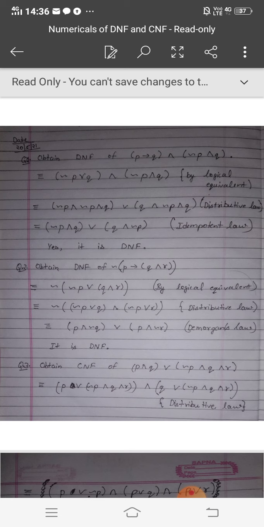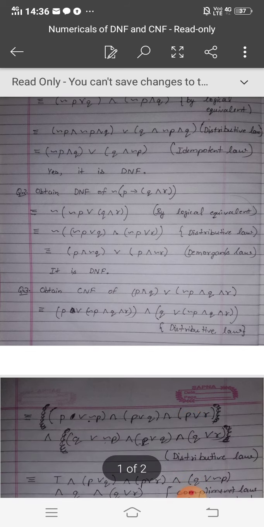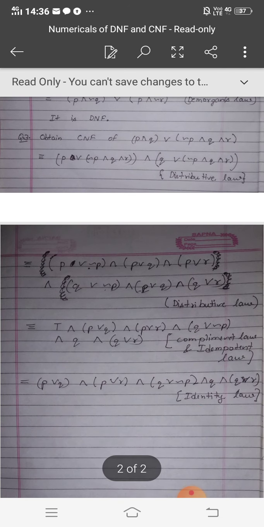Afterward we can apply distributive law, and then we will apply De Morgan's law. Always when there is a not on the whole bracket, De Morgan's law will be applied. Now check, is it DNF? Yes, it is or of ands, means in the bracket there is and, outside the bracket it is or, so it is DNF. Next question, obtain CNF.